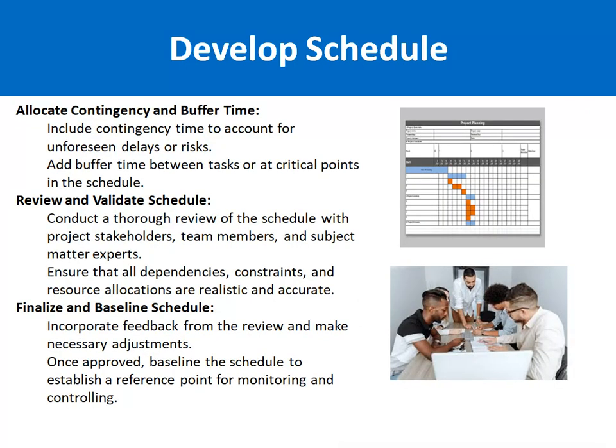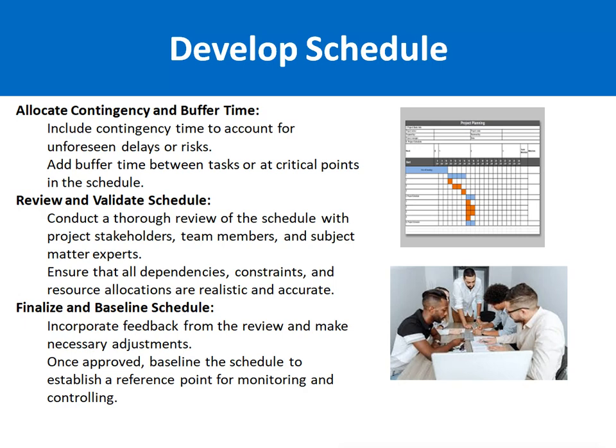After that, assign the contingency and buffer time. Contingency means that include contingency time to account for unforeseen delays or risk. Add some buffer time between tasks or at a critical point in the schedule. After that, review and validate the schedule. That means conduct a thorough review of the schedule with project stakeholders, including team members and subject matter experts, and ensure that all dependencies, constraints, limitations, and resource allocations are realistic and accurate. There should not be any fake assumptions. After that, finalize and baseline the schedule.